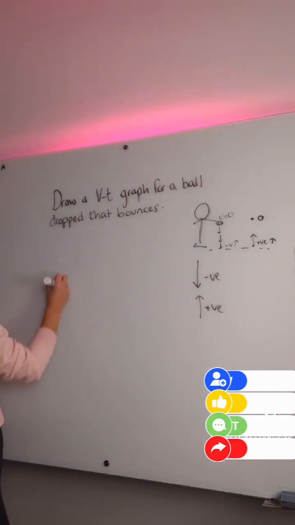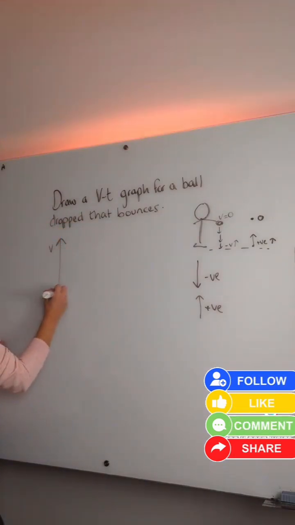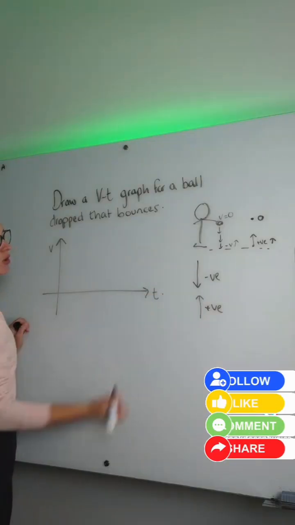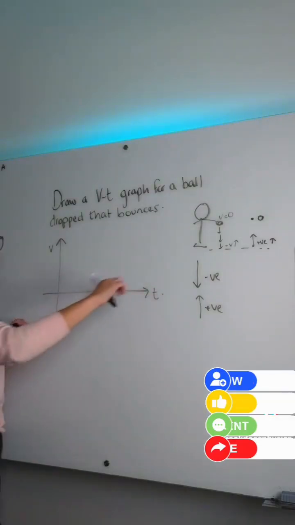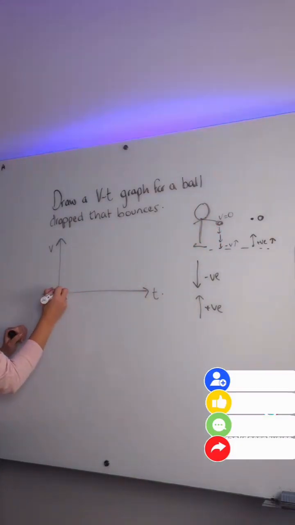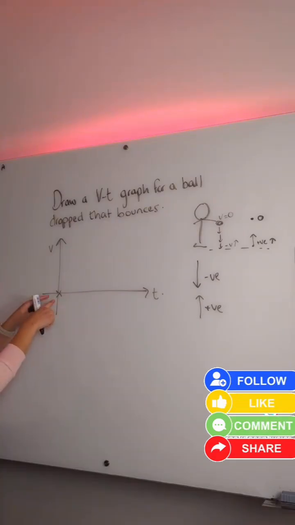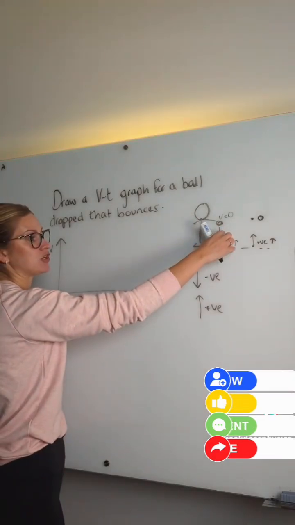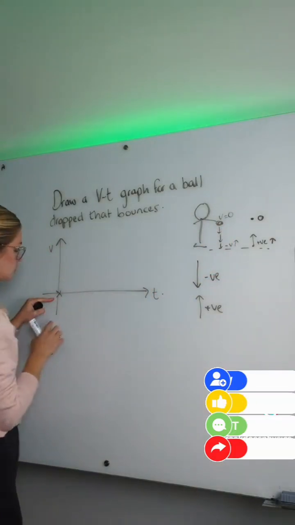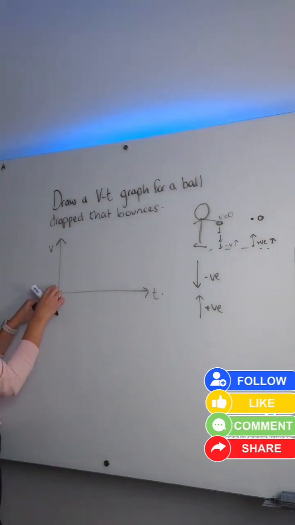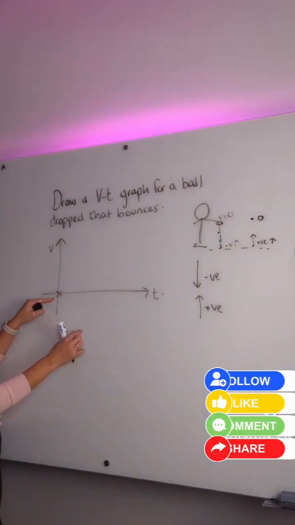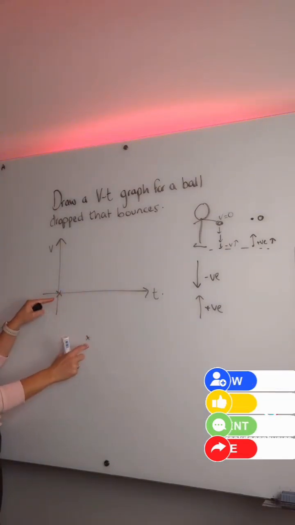So when I sketch my velocity time graph, there's my velocity and there's my time axis. We just said at the start, when it's in his hand, his velocity is 0. So I'm going to mark that point there. The velocity is 0. Then what's going to happen is the velocity is increasing in the negative direction. So here's my negative part of my axis. So the velocity must be increasing in the negative direction. So we get some really negative number.